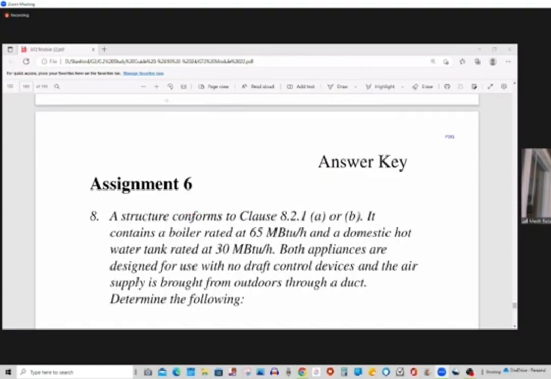Would you read number 8? I won't show you the answer. Just tell me how you get the answer. Okay. Let's go one by one.